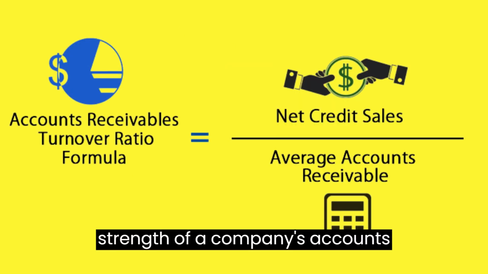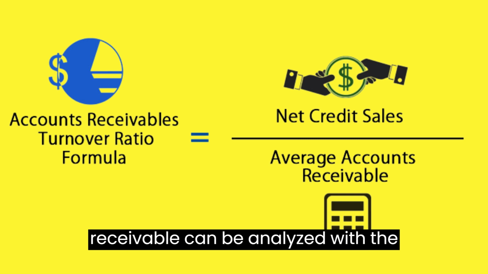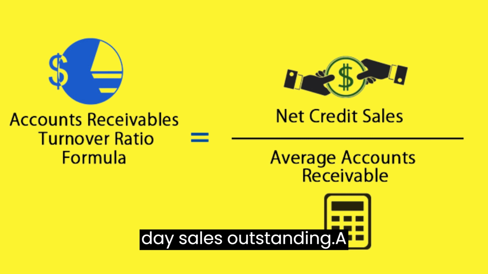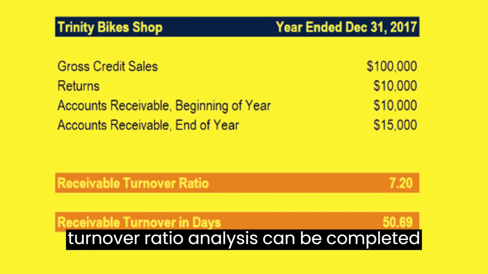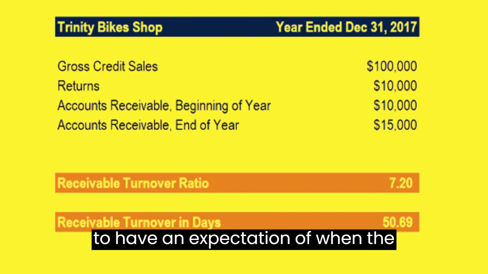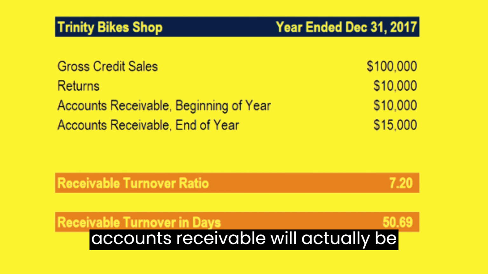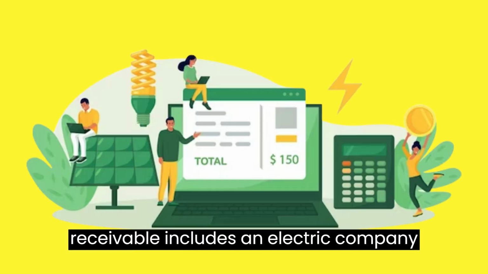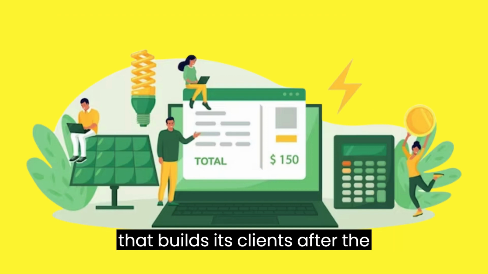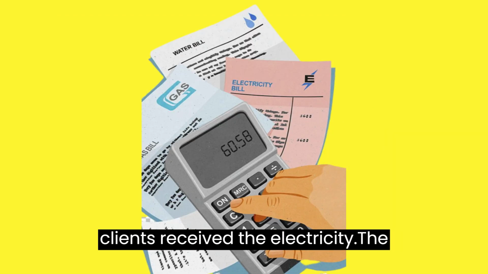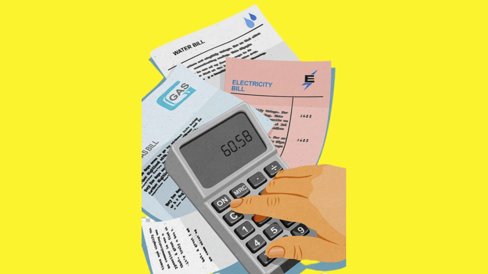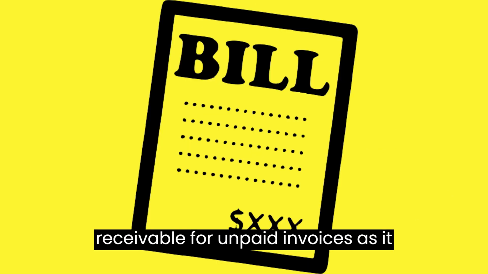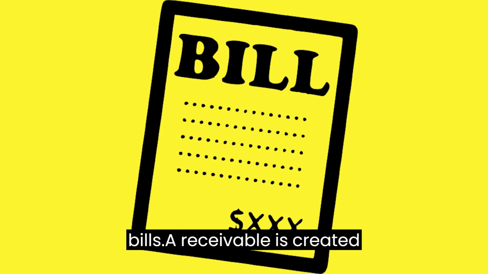The strength of a company's accounts receivable can be analyzed with the accounts receivable turnover ratio or days sales outstanding. A turnover ratio analysis can be completed to have an expectation of when the accounts receivable will actually be received. An example of accounts receivable includes an electric company that bills its clients after the clients received the electricity. The electric company records an account receivable for unpaid invoices as it waits for its customers to pay their bills.